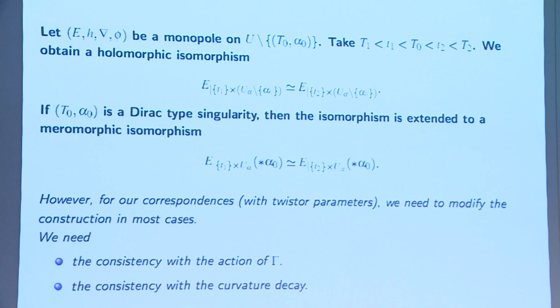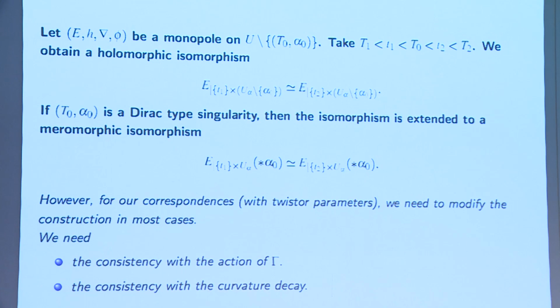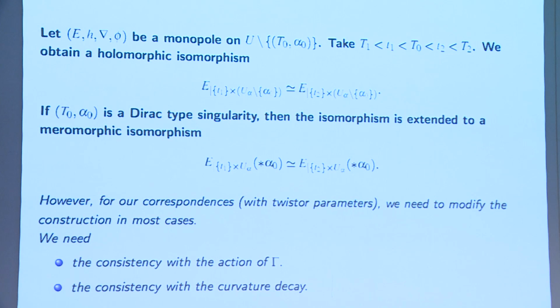But for our theorem, we need to modify this construction in most cases. I mean, we have to describe the action of gamma in a proper way with respect to the coordinate. And we also need some consistency with the curvature decay. So we have to modify the construction as follows.